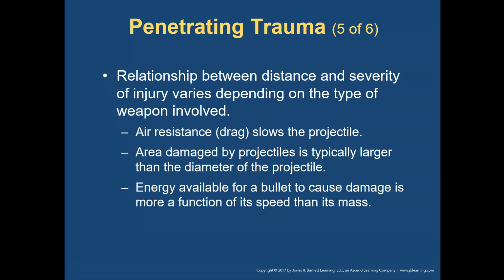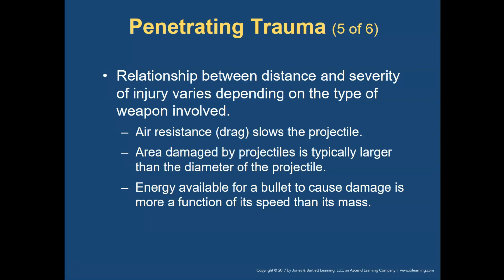The area that's damaged by medium and high velocity projectiles is typically many times larger than the diameter of the projectile itself because of that cavitation. This is one reason exit wounds are often many times larger than entrance wounds. The energy available for a bullet to cause damage is more a function of its speed than of its mass. Remember, we talked about speed being a very important variable here.